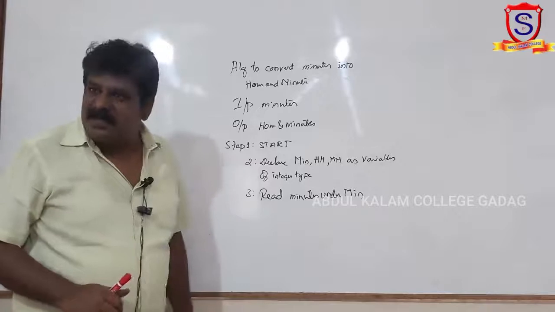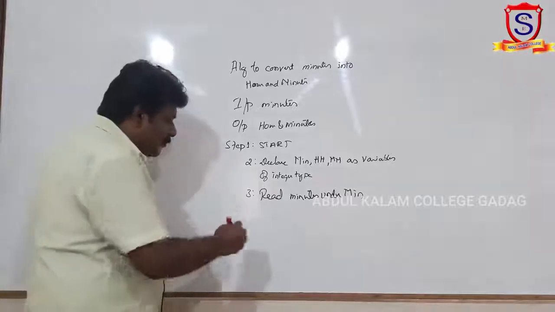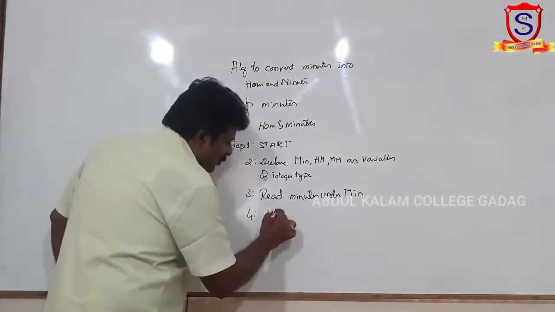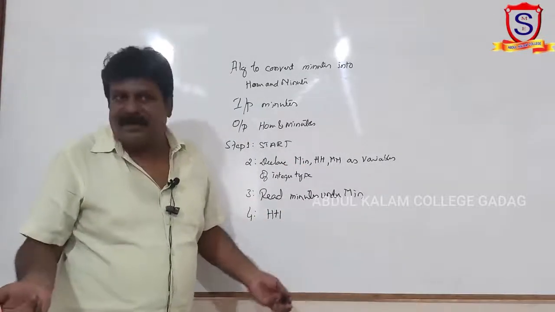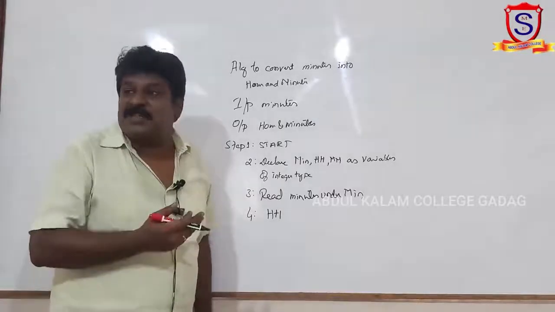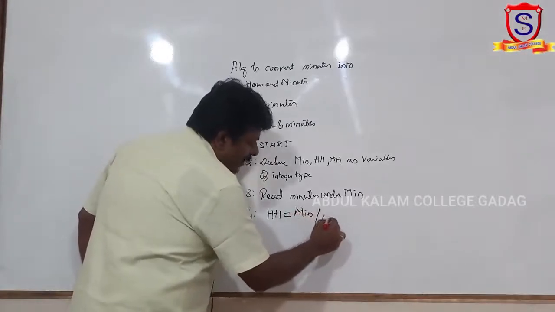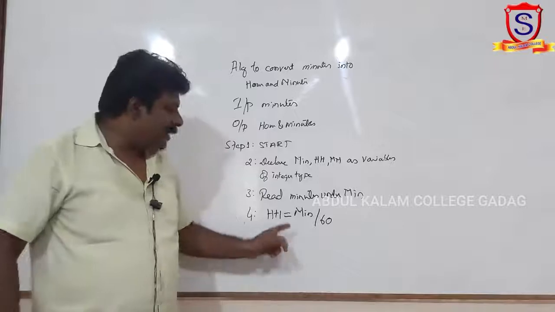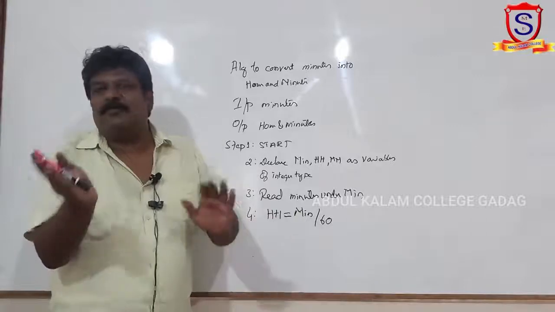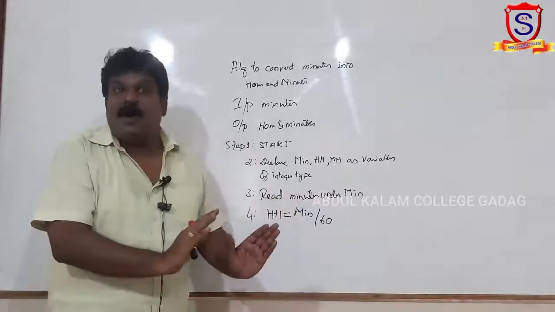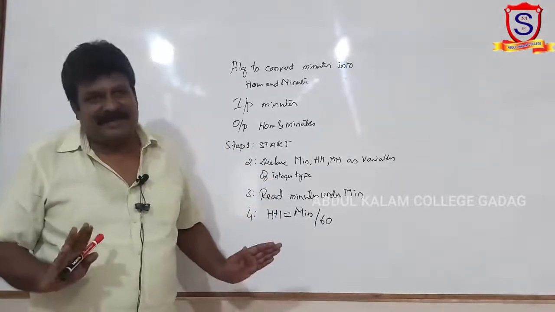Next, I got the minutes. It has to be converted into hour and minute now, right? So now in step number 4, I write HH. HH is also variable name. Already I have told you any name can be given, but here I would like to give the name as HH. So that's why I have written HH equal to minutes divided by 60. Why I am dividing it by 60? Because you take any value, if I divide it by 60, that will be converted into hour as 1 hour equal to 60 minutes. That's why we are dividing it by 60.